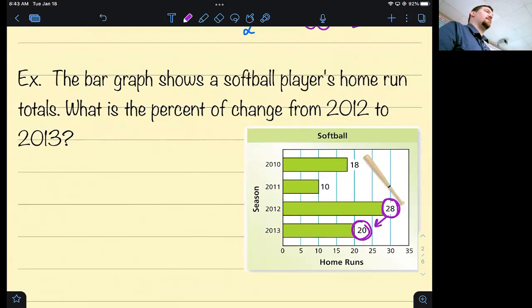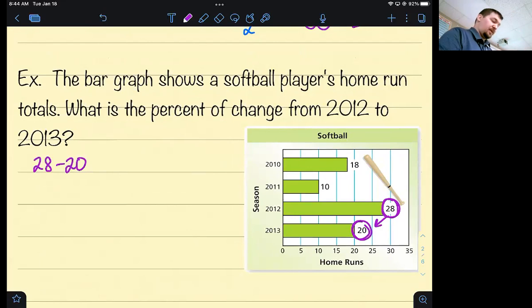I want to find the percent of change. So I'm going to start off by finding the difference. And again, you may not even need a calculator for this part. How many fewer home runs did they hit in 2013, Lucas? 8. So if you don't want to write 28 minus 20 down on your work paper because you already know the answer to that, fine. You don't have to write that.